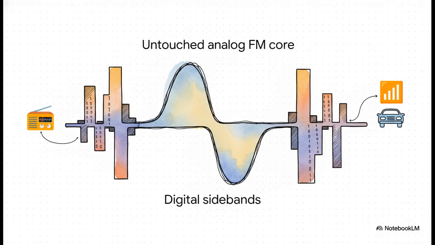Your classic analog FM signal just keeps cruising right down the middle of the channel, totally untouched at its usual power. And then, tucked right alongside it in the sidebands, that's where you find the new digital carriers, packed with all the extra audio and data.